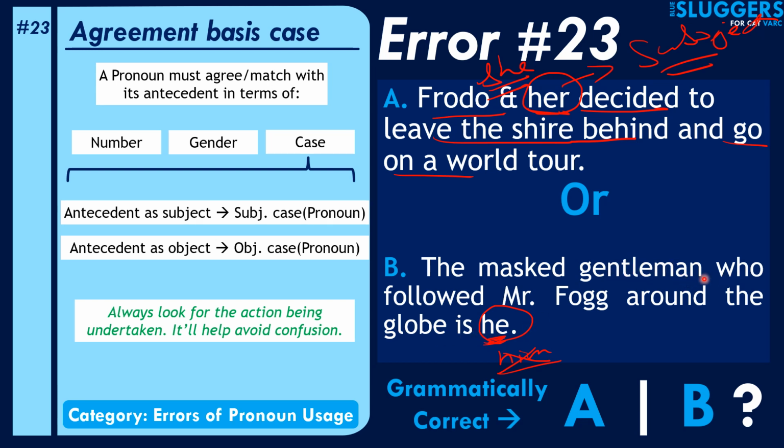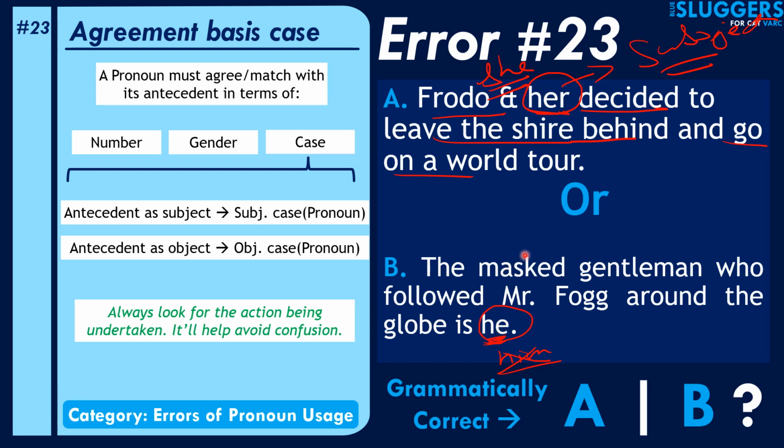What is the action? The action is following Mr. Fogg around the globe, right? That is the action. Who's doing that action? Is Mr. Fogg doing the action, following himself around the globe? No, it's this masked gentleman. So who's doing the action? The masked gentleman is the subject, thus.